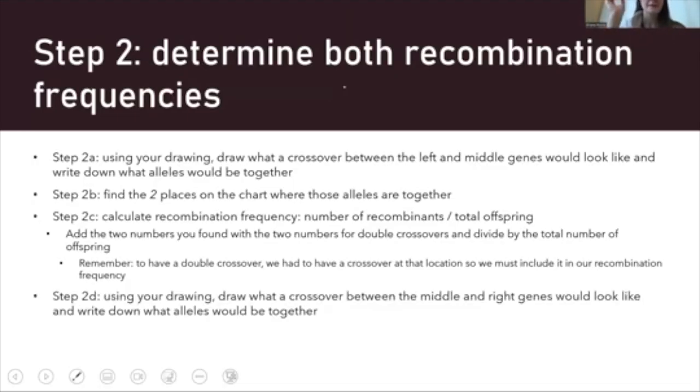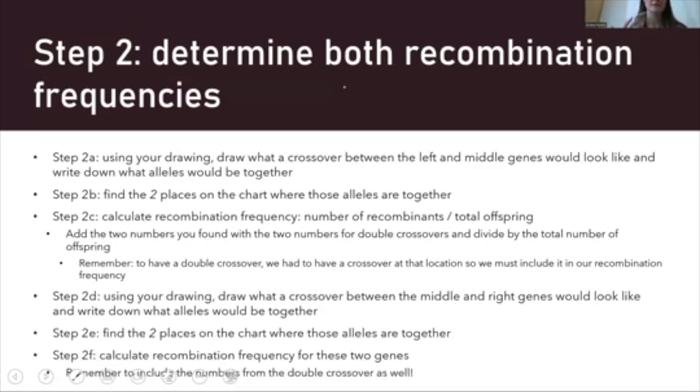And then you're going to do the same exact steps, but for your middle and right genes. So first draw a line to show what the crossover between the middle and right genes would look like, write down what alleles would be together, find the places on the chart where those alleles are together, and calculate the recombination frequency, remembering to include those numbers from the double crossover as well. So let's go ahead and try step 2.